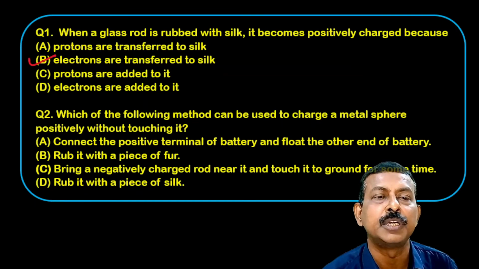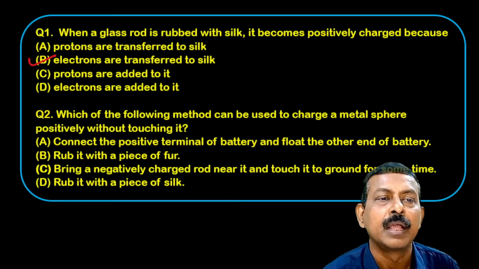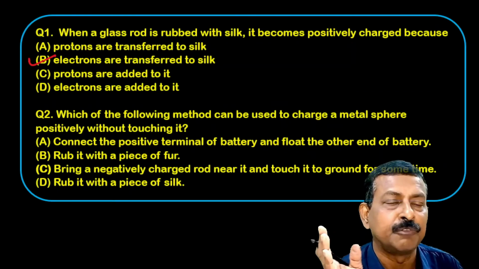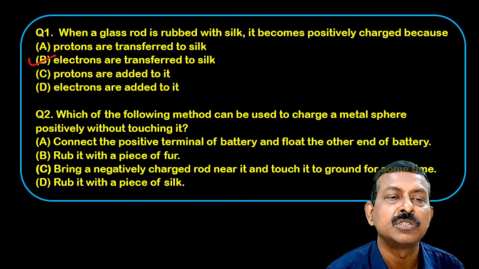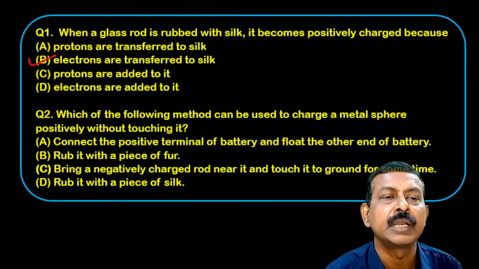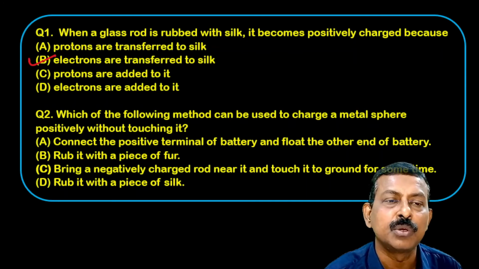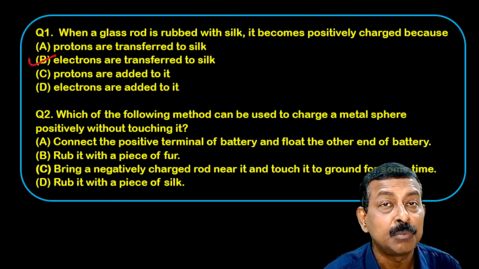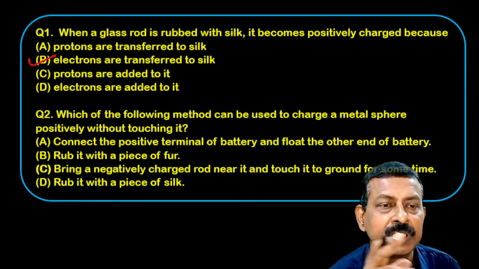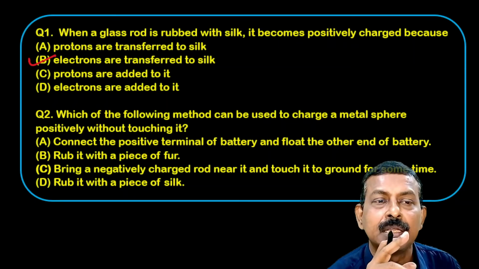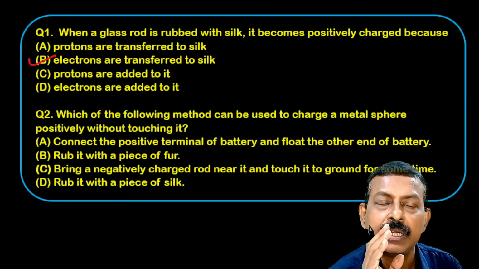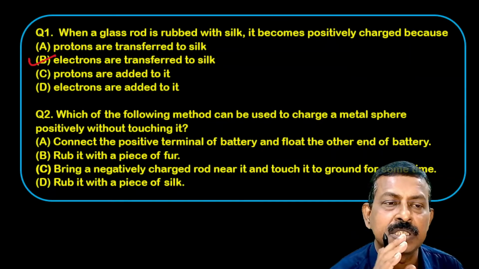Electrons are transferred to silk. Protons are transferred to silk, this is a wrong option, because protons are not moving from one body to another. And protons are added, definitely that is also not correct. Electrons are added, this is also wrong, because if electrons are added to a body, it will become negatively charged. Since it is given that the glass rod is rubbed with silk and becomes positively charged, that means it must have lost electrons.